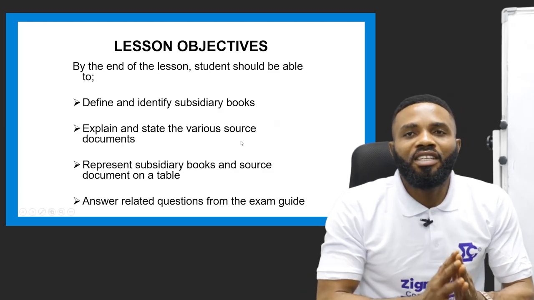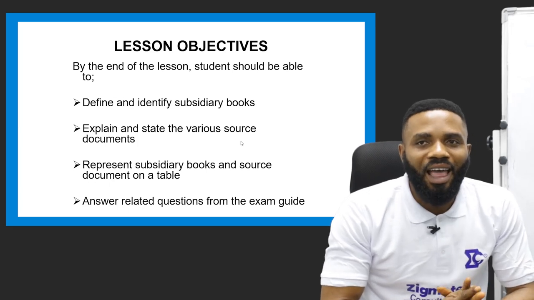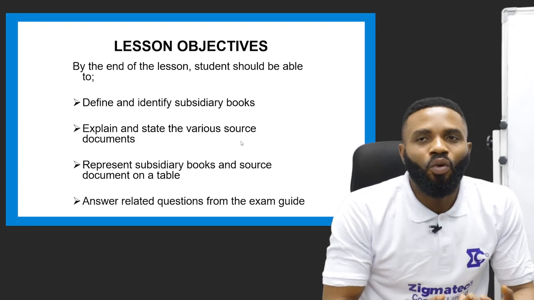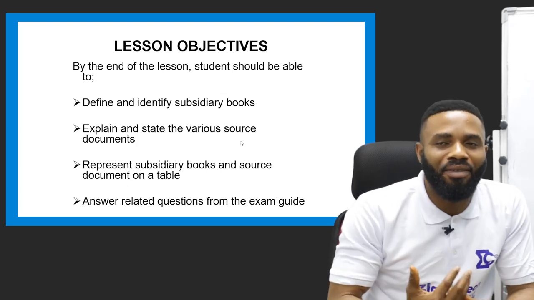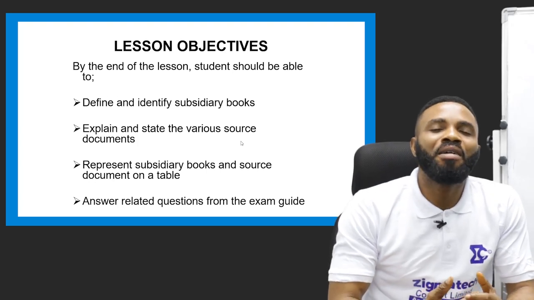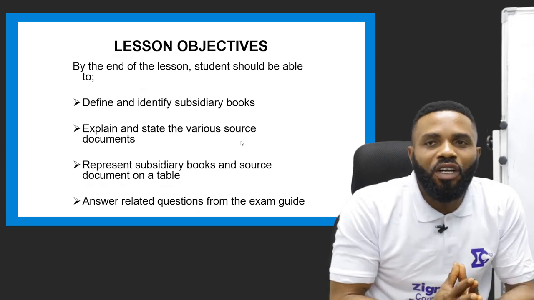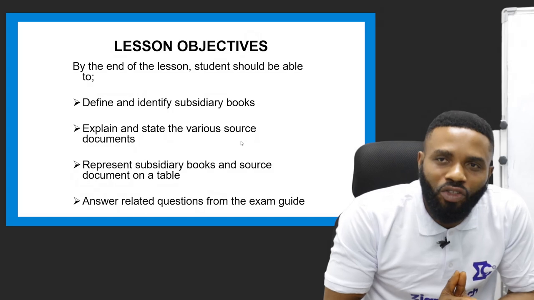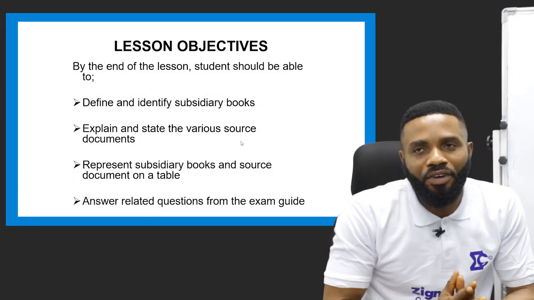Now, the lesson objective for today's lesson, number one, we are going to define and identify subsidiary books. We want to look at what this subsidiary book is all about, we want to define it, and then we identify this book, because there are different books of account, but we have just few that we can call subsidiary books. So we want to define what subsidiary book is, and then identify these various books.